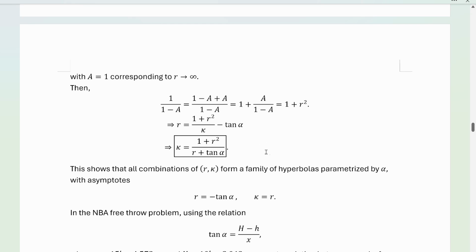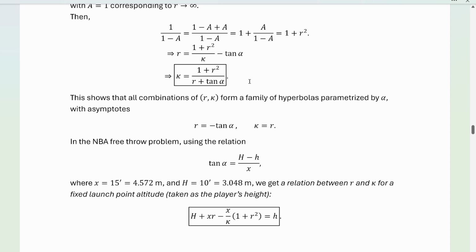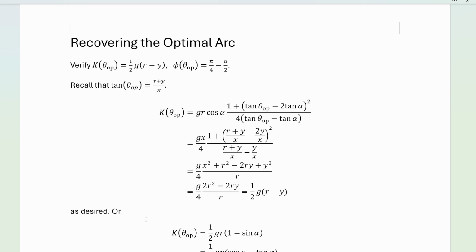And this in fact forms a family of hyperbolas parametrized by alpha. We can also use the relationship between alpha and the player's height to get an explicit relation between kappa, r, and the player's height, shown in the box formula at the bottom. So now we're done with solving the shooting problem. Just to check if we got the correct answer, we wish to recover the quantities given in the optimal arc. And it turns out that everything works out, so I will not dwell further on this section.